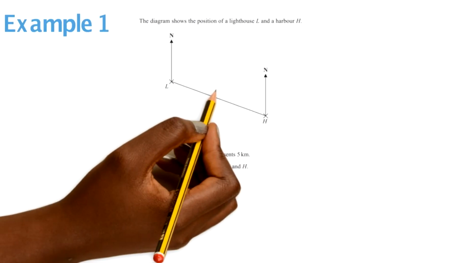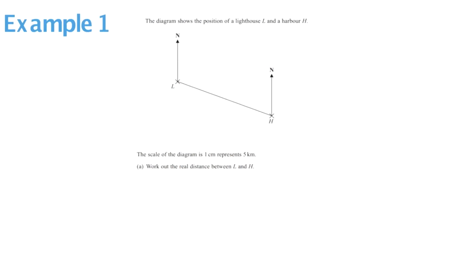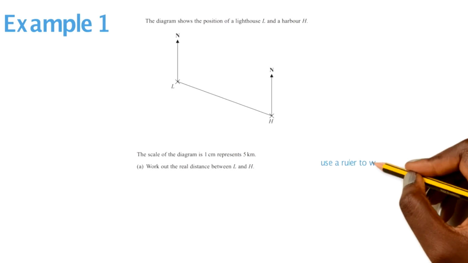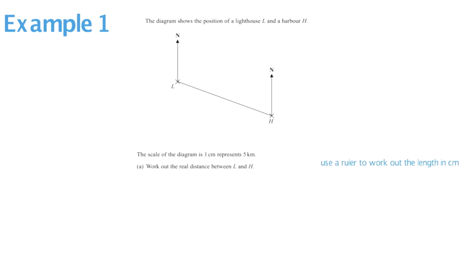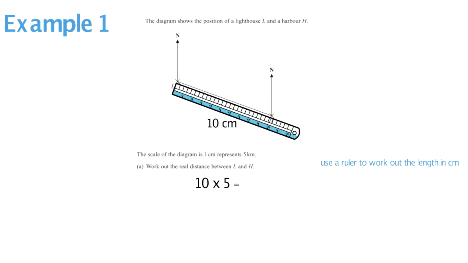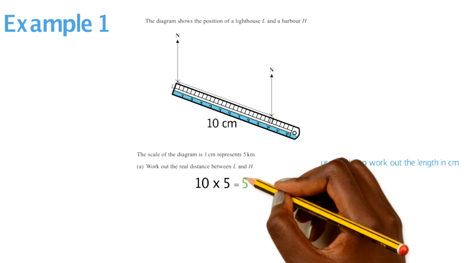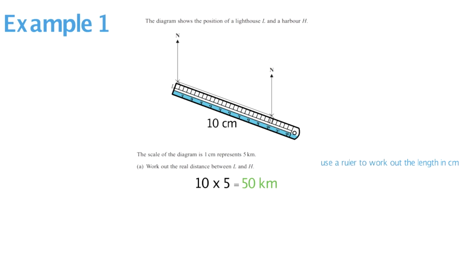Example 1. In this question, it's showing us the position of the lighthouse to the harbour, and it says that from the scale drawing, really important, 1 centimetre is equivalent to 5 kilometres. It wants us to work out the real distance. So using your ruler, you're going to work out the length in centimetres. Mine is telling me it's 10 centimetres. Then I'm going to multiply that by 5 to work out the actual real distance, which is 50 kilometres.